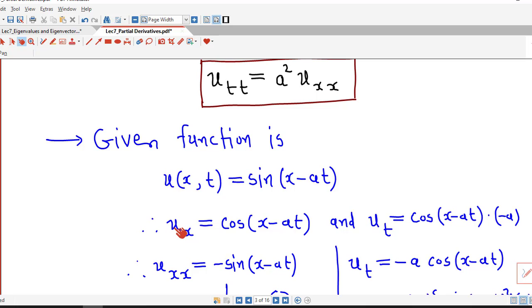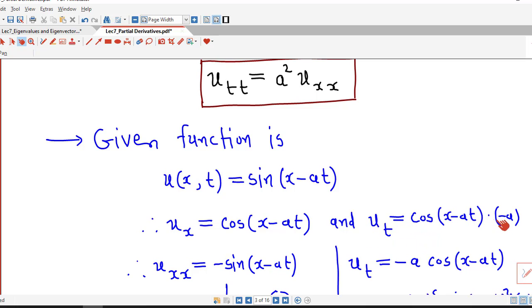Now again we find out second order partial derivative with respect to x, that is partial derivative of this cosine of x minus at with respect to x. So derivative of cosine is minus sine of x minus at into derivative of x minus at with respect to x, which is 1.